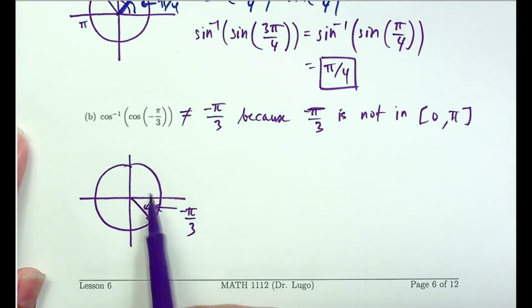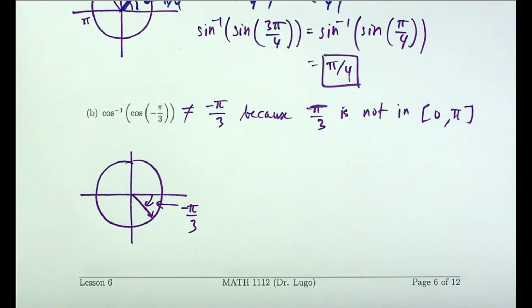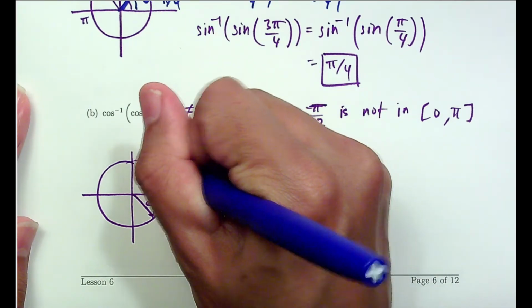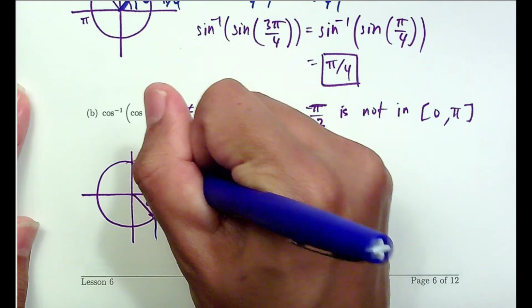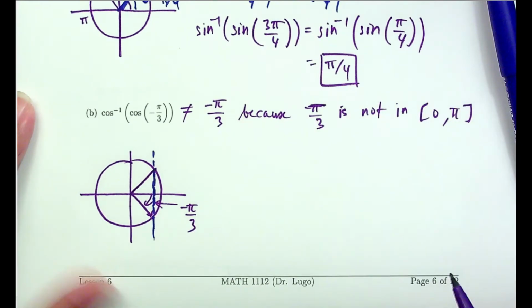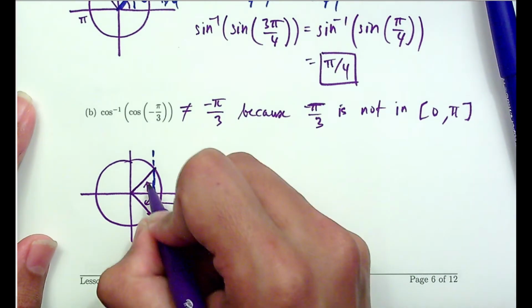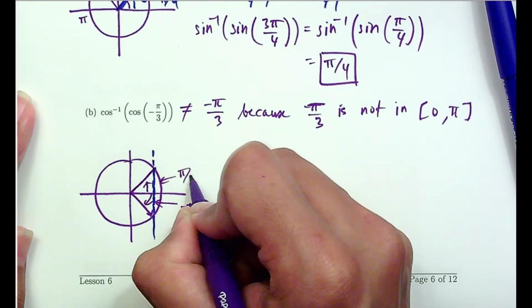I want an angle that has the same cosine but is in quadrant 1 or 2, between 0 and pi. Cosine is the x coordinate. So I want another angle that has the same x coordinate. Another angle that has the same x coordinate would be right here. That angle right there has the same exact x coordinate. So that means the angle that I want is this. Okay, that's the angle that I want. And that angle, just a reflection, this is pi over 3.